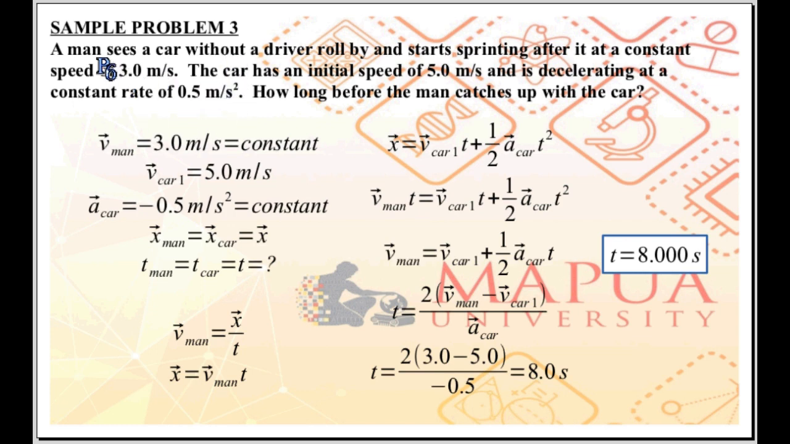So again, when faced with a problem involving more than one object moving in the system, analyze each object in the system, so in this case, the man and the car. Analyze each object in the system separately from each other, and then you can use x and t to unite the two analyses.